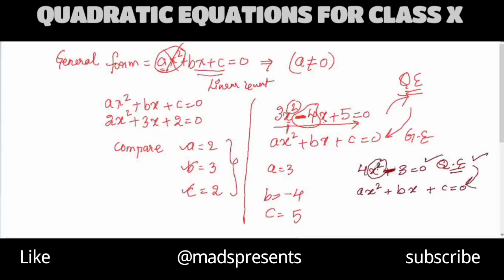Then what is the x square coefficient here? It is 4, so a is equal to 4. Now, what is the x coefficient b here? There is no x coefficient, so I'll take b equal to 0. Then what is c equal to? c is equal to minus 3.